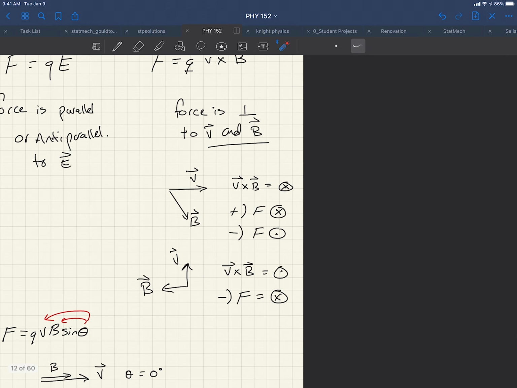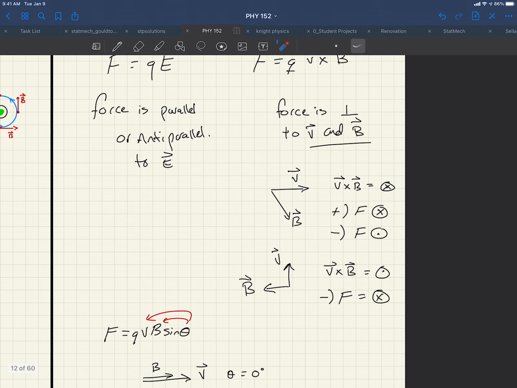Let's do another example. So here we're now going to say V is up the page and B is to that side. So now I'm putting my hand straight along the direction of V. I turn my fingers towards B. And as I do that, what am I going to see? My thumb is pointing straight up out of the page. So if it's a positive charge, the force is going to be straight up out of the page. And if it's a negative charge, the force is going to be into the page. You simply have to know how to do this.